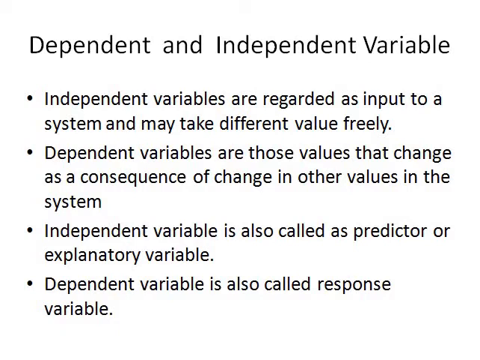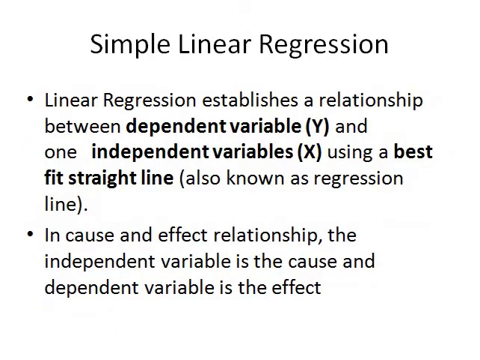So let's see what is simple linear regression. A simple linear regression establishes the relationship between a dependent variable and one independent variable. We fit a simple linear regression line to the data to predict the value of the dependent variable. A regression gives a cause and effect relationship where independent variables are the cause and dependent variables are nothing but its effect.